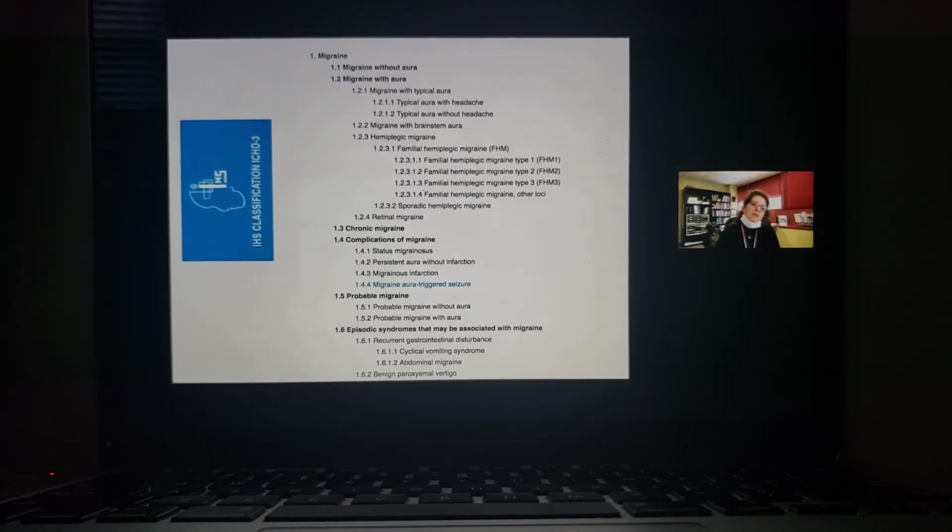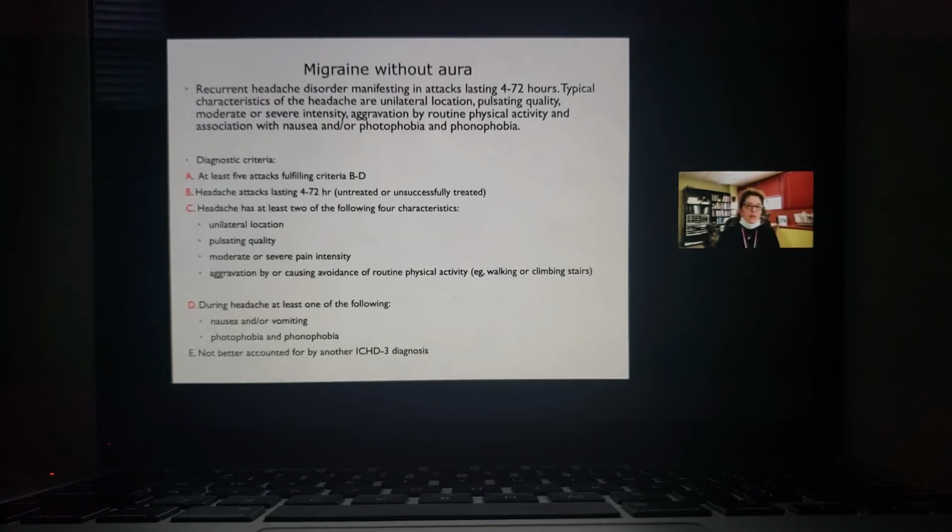If you go to the International Headache Society classification, as you can see, there are a lot of types of migraines. Are we going to remember all of them? No, because we only want you to remember two: migraine without aura and migraine with aura. Technically, both of them have common characteristics, which is that the individual is going to have these attacks that may last from 4 to 72 hours.